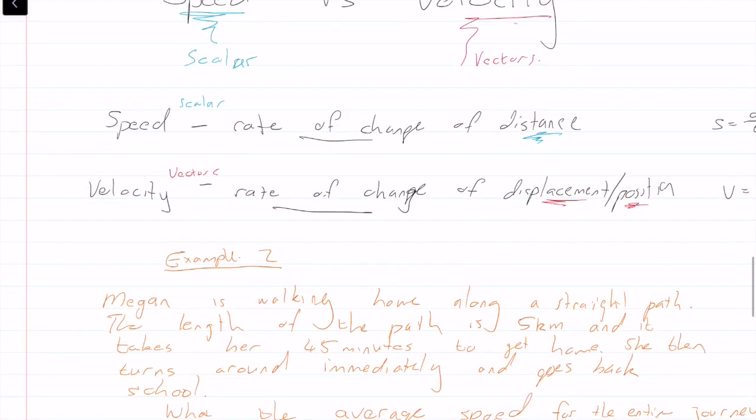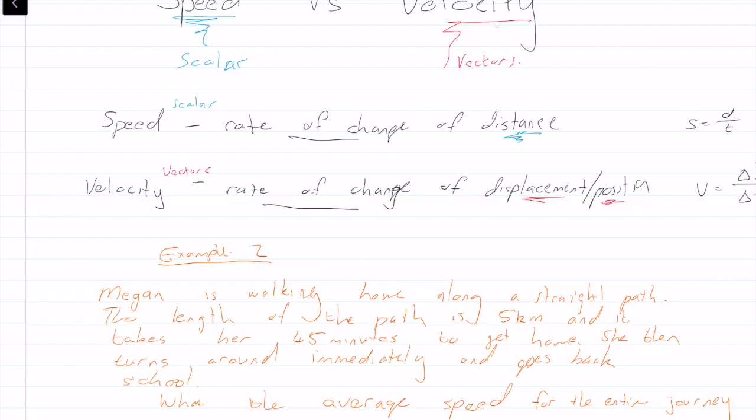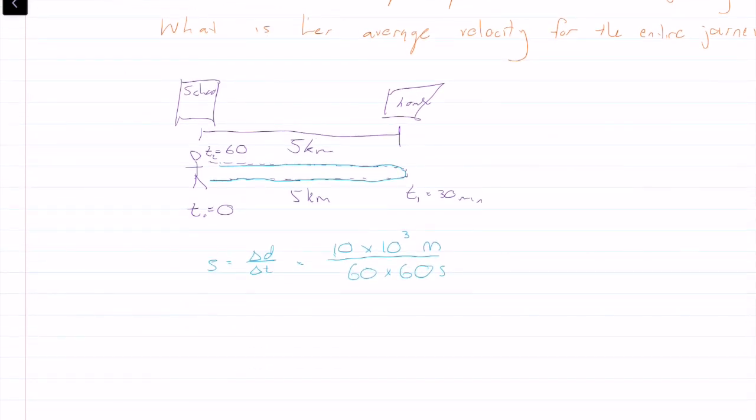Let's quickly speak about these units. Speed has units of meters per second, and the same with velocity, meters per second. Those are the units we're looking for. If we plug that into our calculator, we have 10 times 10 to the 3 over 60 times 60 seconds, and we get an average speed of 2,78 meters per second. That is the final answer. This can also be written as meters seconds to the minus 1. Either one of those is fine, whatever you like.